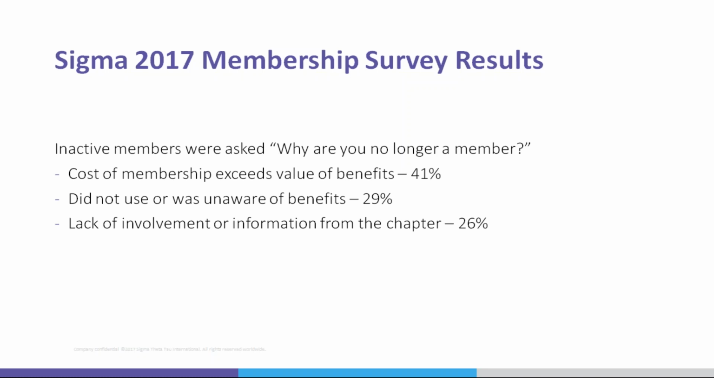Communication plays a key role in each of these potential issues. A member cannot take full advantage of the benefits offered if the member is unaware of those benefits. Effectively educating members about the benefits available and how to access them can increase the likelihood that the member will find value in their membership and renew each year. 29% responded that they did not use or were unaware of the benefits, and 26% responded that there was a lack of involvement or information from the chapter. This does not necessarily mean that those members' chapters were not active. However, in some cases, the member was simply unaware of the opportunities and benefits due to a lack of effective communication from the chapter. To simplify the communication process, it's best to organize and make a plan.